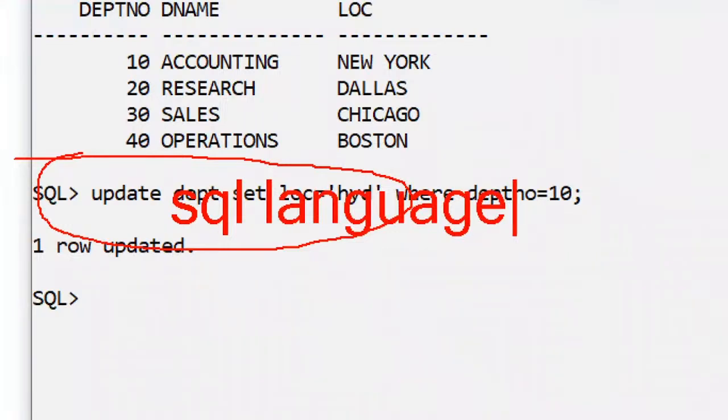Variables are not there. Loops are not there. Conditions like if conditions and case are not there. These types of things are not there. Very easy, non-procedural languages. One or two or three lines of coding is there. Simple.